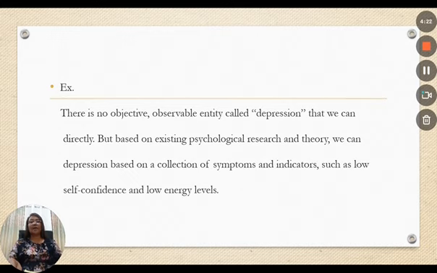Example, there is no objective, observable entity called depression that we can directly measure. Based on existing psychological research and theory, we can define depression based on a collection of symptoms and indicators such as low self-confidence and low energy levels.